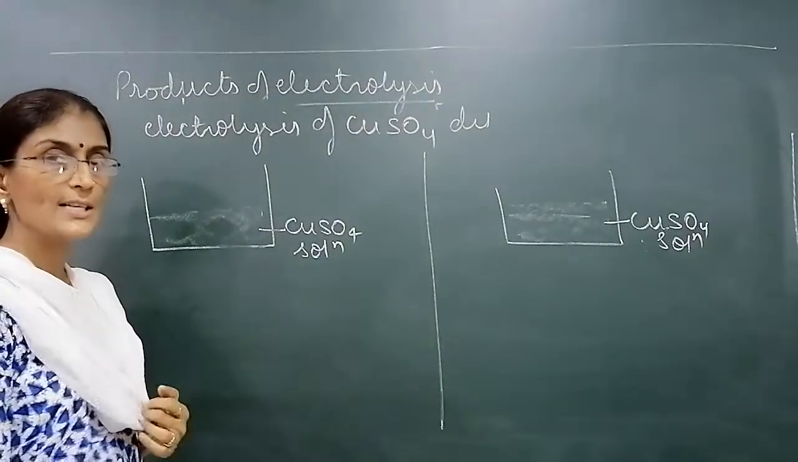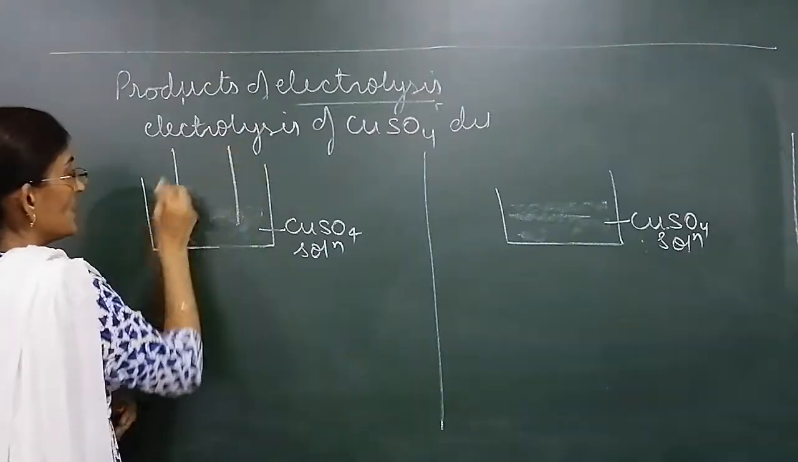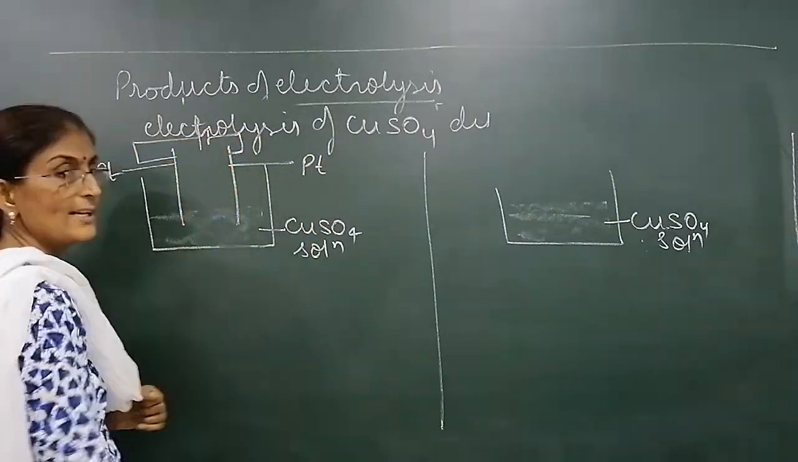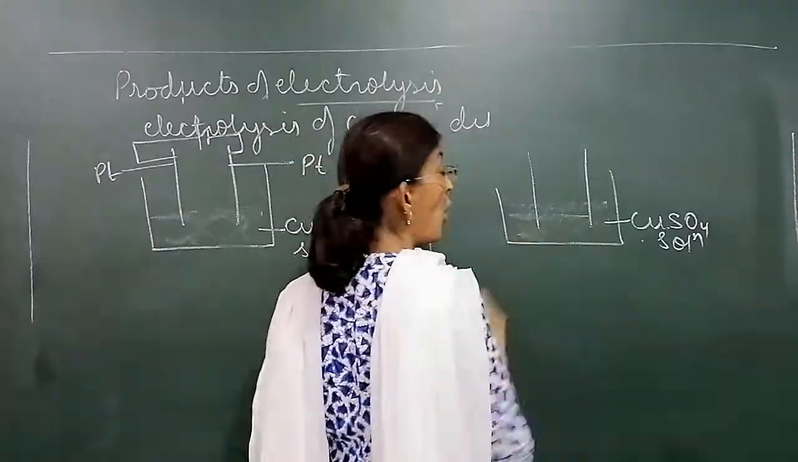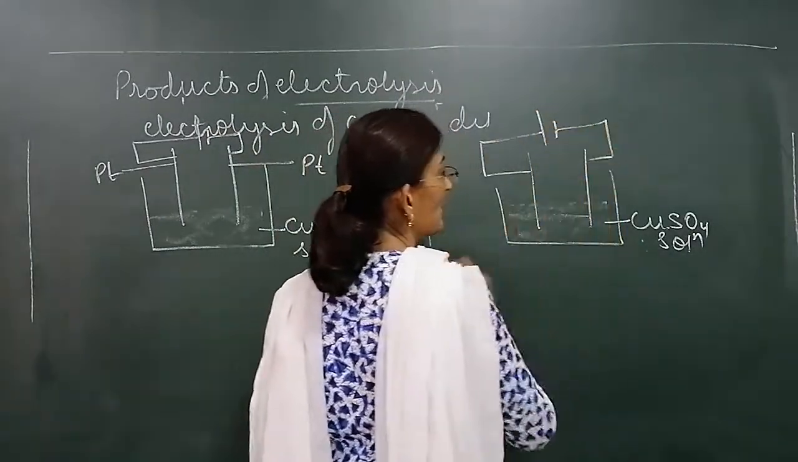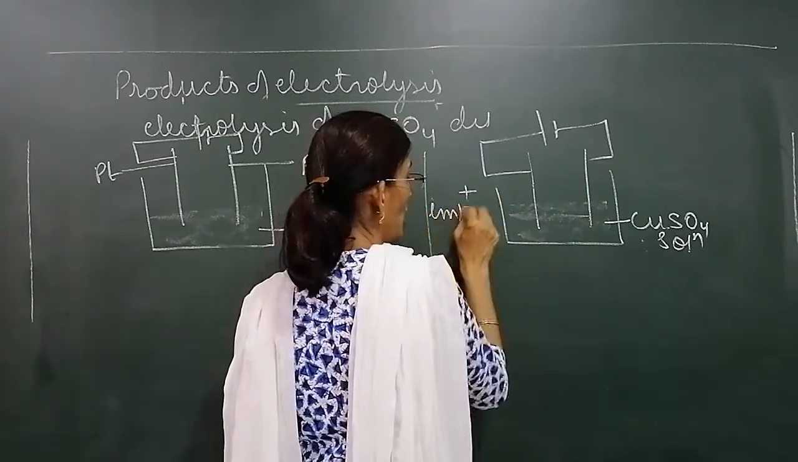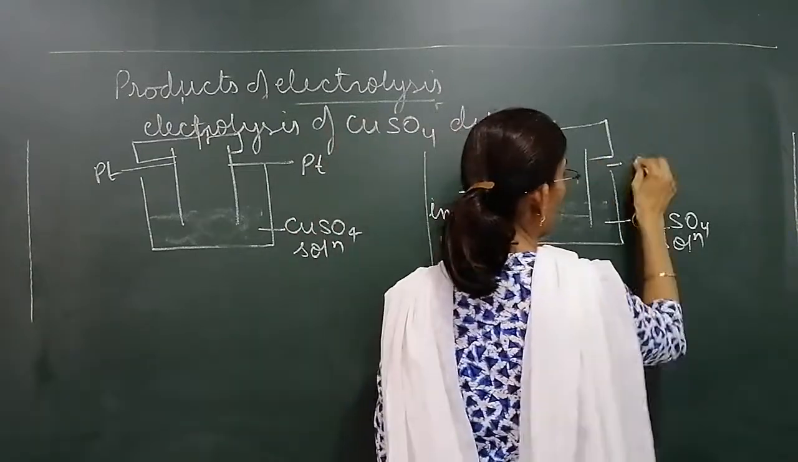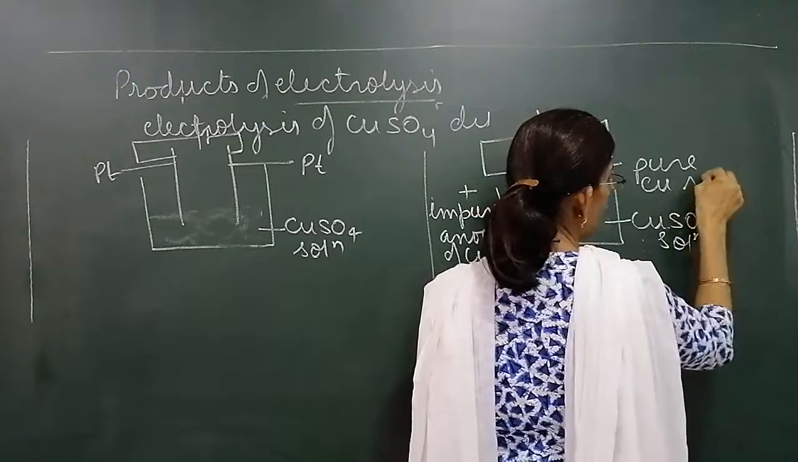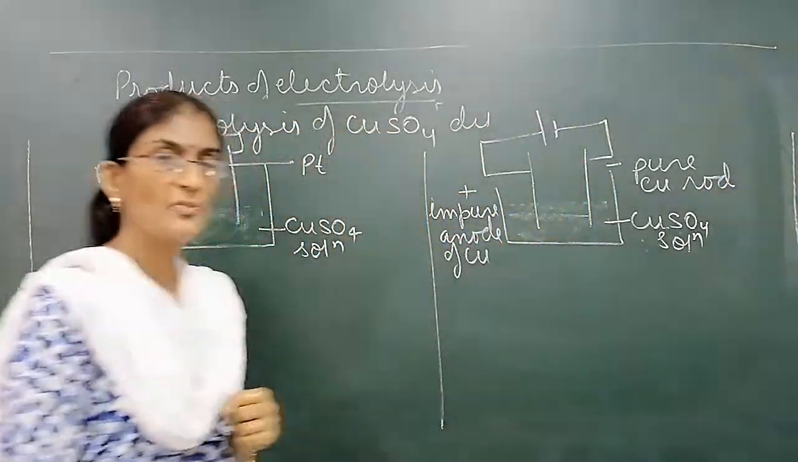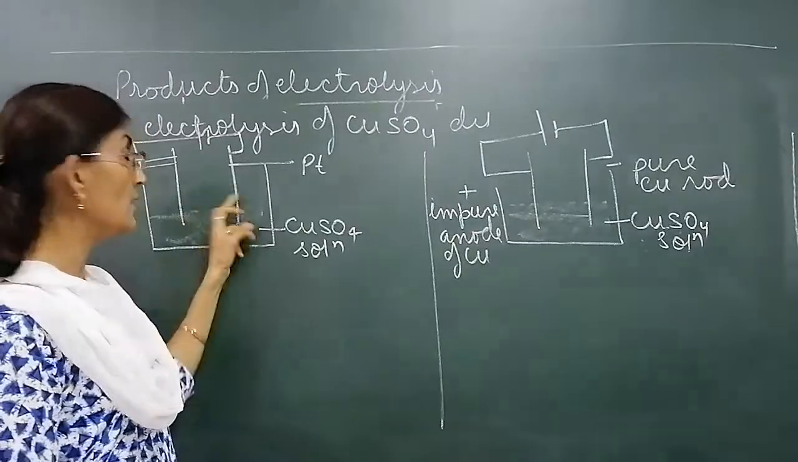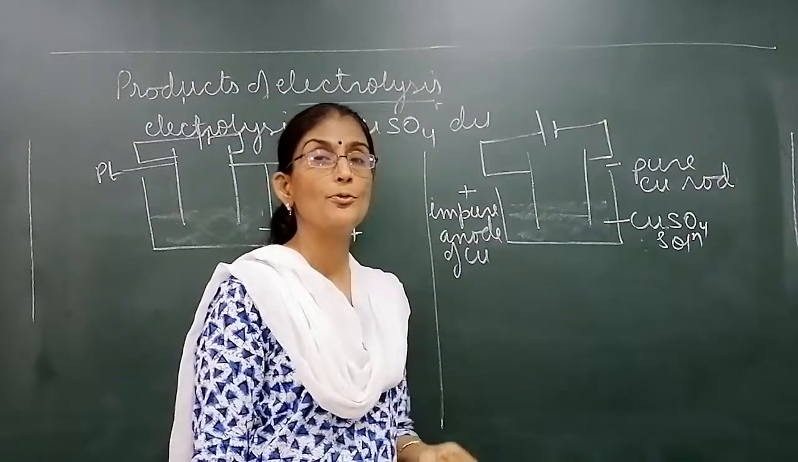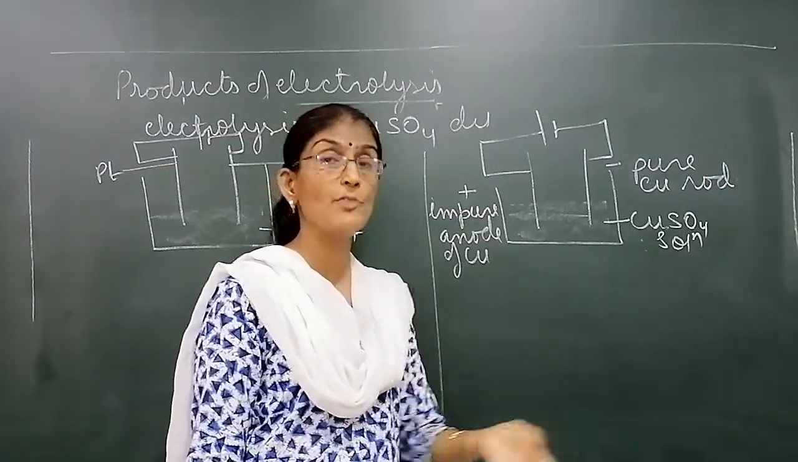Same concentration of solutions should be written. Here, the electrodes we have used are platinum electrodes, inert electrodes, and they are connected through a DC cell. In this case we are using copper electrodes. Electrodes are different. This is anode. Here we take impure copper as anode, and on cathode we are using pure copper rod. So what is the difference between the two? In the first case we used inert electrode, platinum. In the second case we used copper electrode. Now how does it affect the product of electrolysis on anode and cathode? Which product will be obtained?